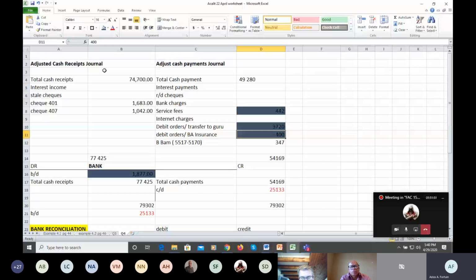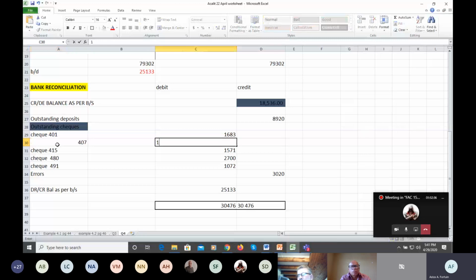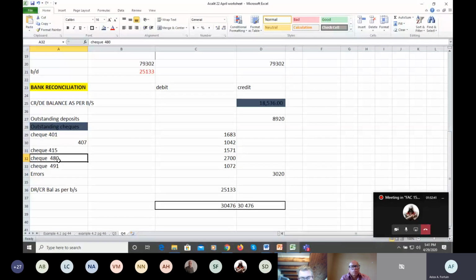So we go and enter anything which hasn't been presented for payment, which is still outstanding. We're going to put it here under my outstanding checks. So I listed all the outstanding checks. Check 401 was 1683. Let me just put it in here in case you get confused. And check 407 was 1042. Then bullet point number 3 says check 415 was issued to R. Chetty for 1571. I put it in there.